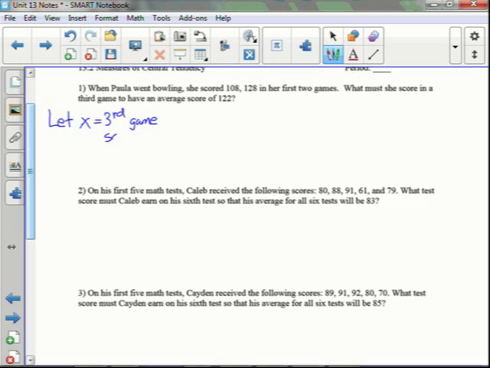So we're talking about the mean, so we have to add these together. Her first game she gets 108. Her second game she gets 128. Her third game we don't know the score. Now, the mean, those divided by 3, we want it to equal 128. Okay. So, what we can do in this instance is we can use the cross product property.